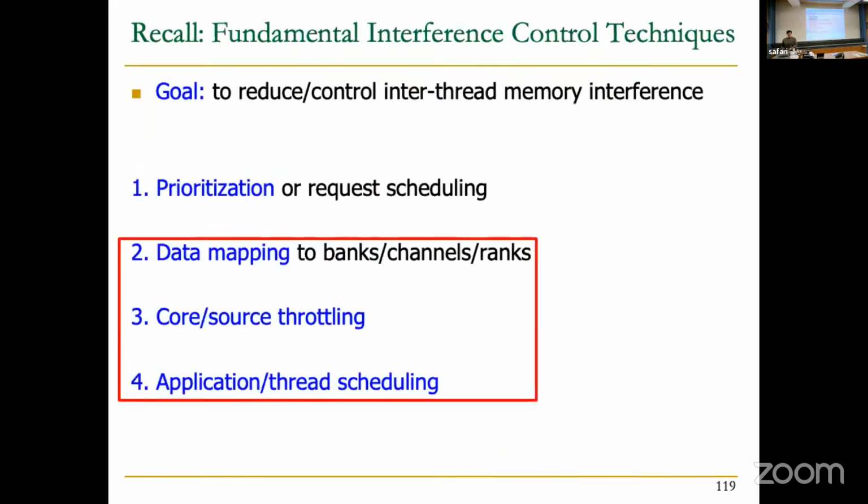So we're going to look at these techniques that we didn't cover yet. Data mapping, and I'll give you examples on data mapping and core source throttling. And we're going to see some works that deal with application and thread scheduling.